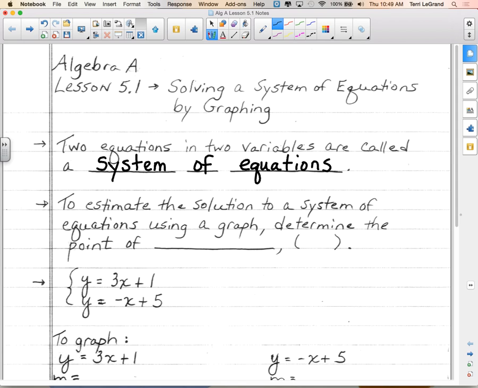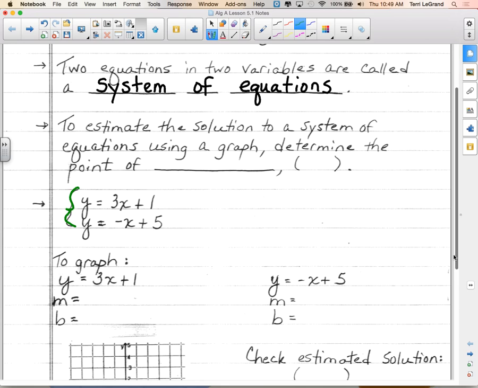But once we have two equations like we have here down below, y equals 3x plus 1, and notice they have this little fancy bracket off to the side of it. Once you see that fancy bracket, that means those equations have to work together. Whatever you solve for x, you also have to solve for y, and that is going to become a point on the graph. So to estimate the solution to a system of equations using a graph, we're going to determine the point of intersection.